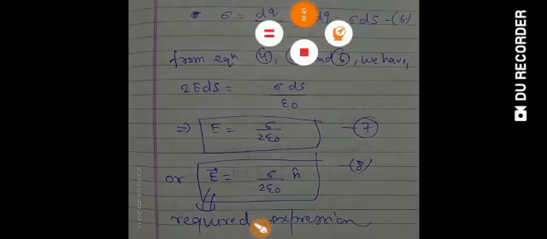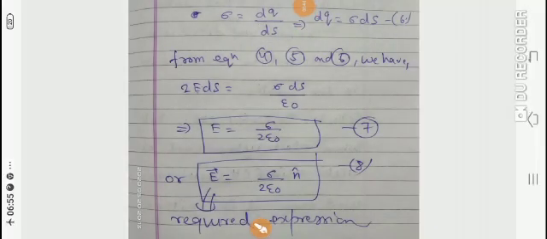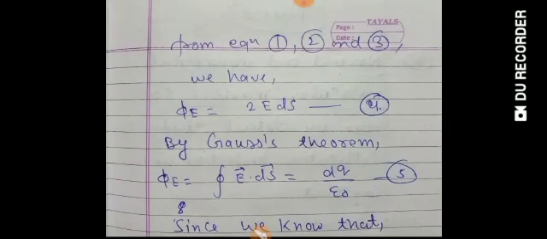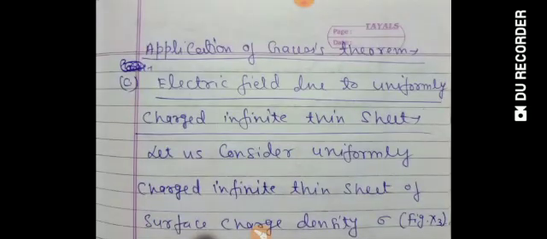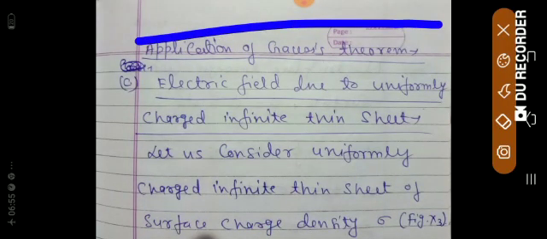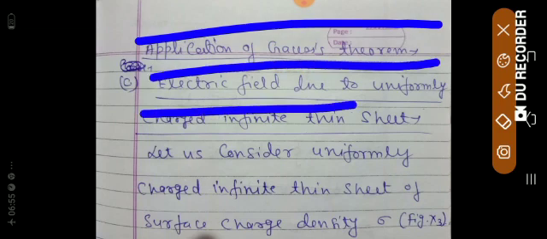Okay students, so in this video I finished the application of Gauss theorem. There were three main applications. There are so many other applications also present, but I am not going to explain them because they are not part of your CBSE course. The three are very important, which I explained in earlier videos, and in this video the last one, electric field due to a uniformly charged infinite thin sheet, and you have the values.